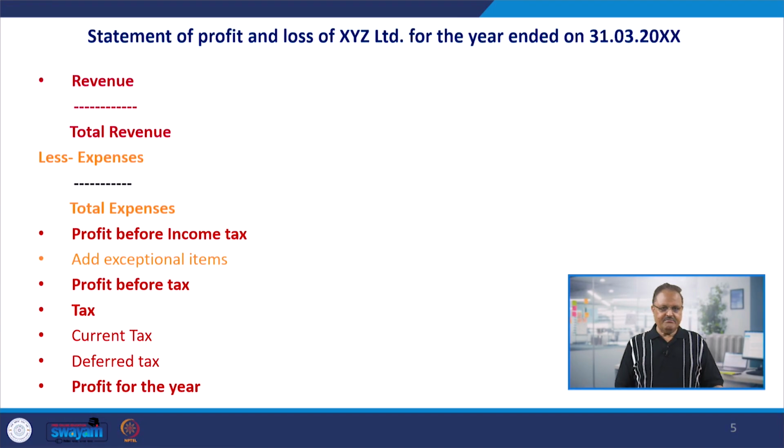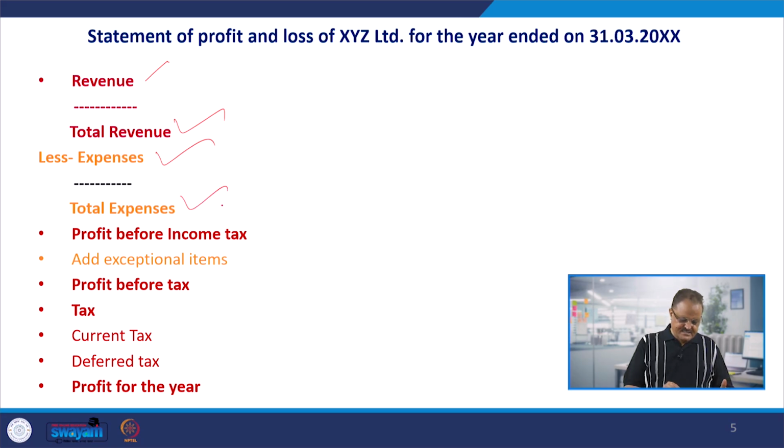And this is a vertical format of the same income statement, where on the top we keep the sales or we keep the revenues. So it becomes the total revenue. Sales will give you the revenue, and from that if you subtract the expenses, so all expenses, total expenses will be subtracted. So this will become the profit before the income tax.